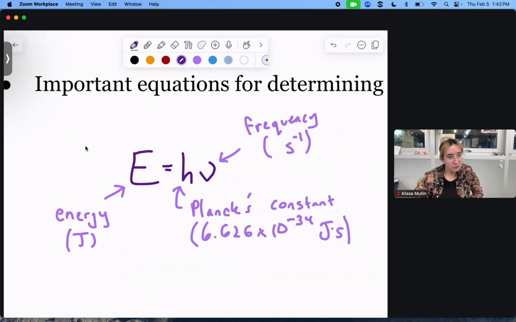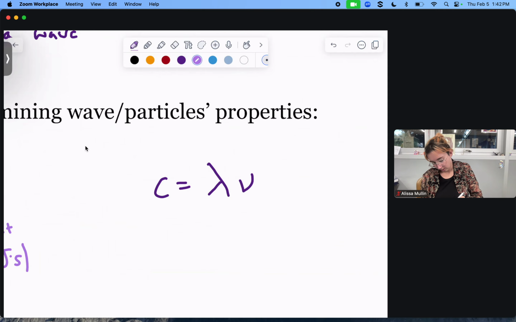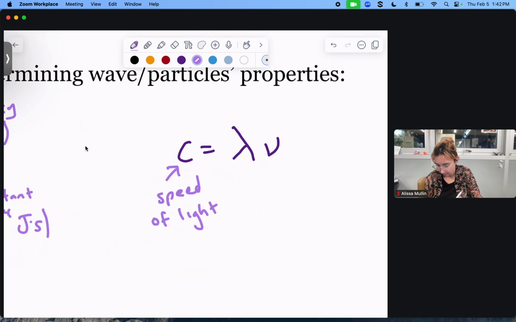You could also do some rearranging of this equation if you wanted to solve for frequency. The other big equation we know is that c is equal to lambda times nu, where c is the speed of light. Again, on your equation sheet, I think of it as 3, but we can say this times 10 to the 8 meters per second.